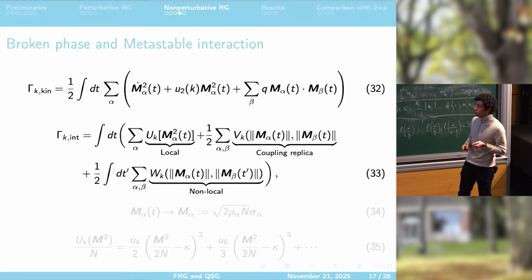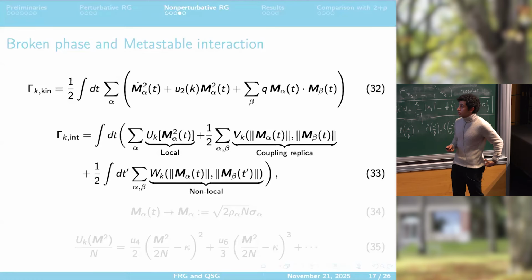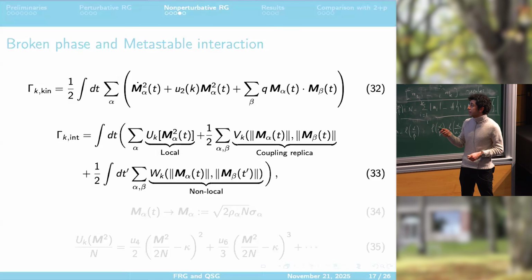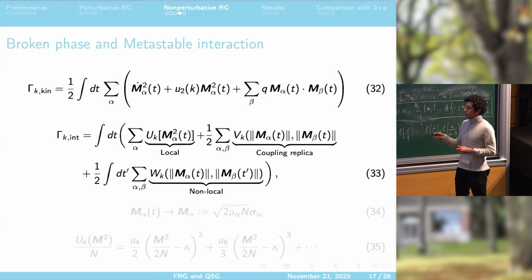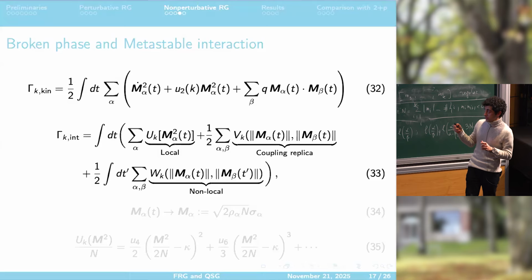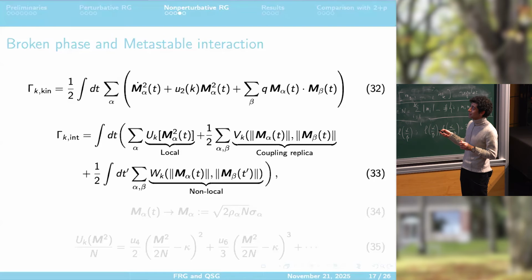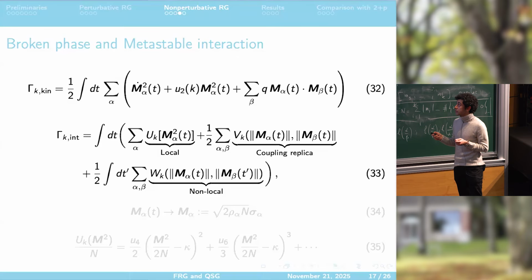And we also modify our interaction part. Again, we have this local part, which is the same as before. We modify it a bit too; we'll see it later. We have this non-local part, which is exactly as before. But here we add this replica coupling. Again, 4-point. So this would be a 4-point interaction that couples different replicas at the same time, so M beta and M alpha at the same time.